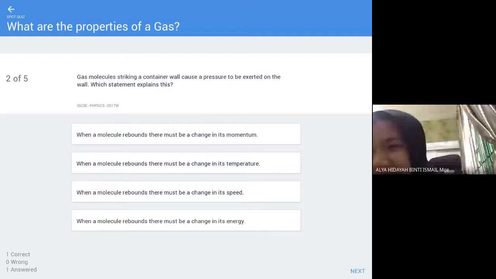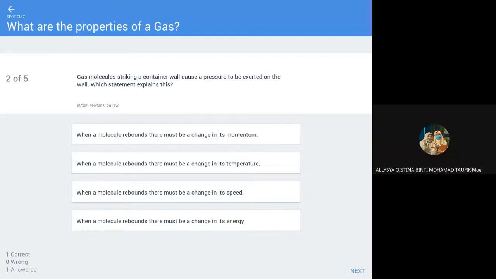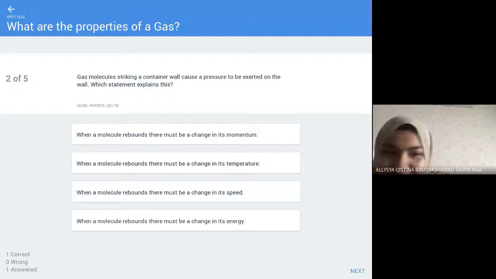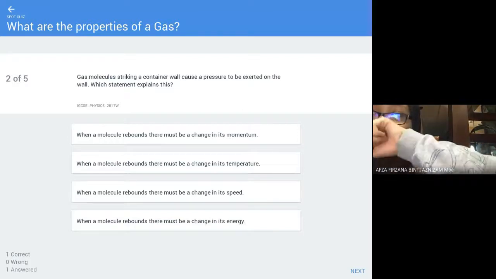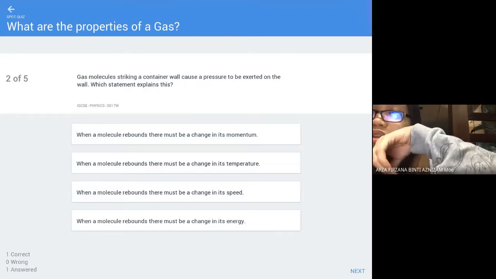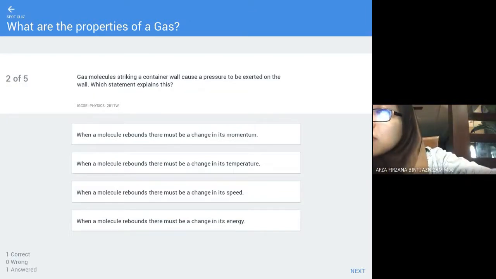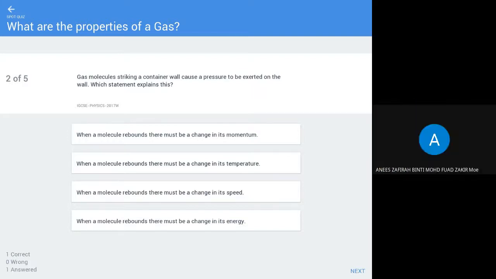Temperature, right? Energy. I think it's either speed or momentum. I think speed. Momentum? Okay, let's look. Gas molecules striking a container will cause pressure to be exerted. So when a molecule rebounds, there must be a change in its... So what do you want to answer? I think energy. Kinetic energy. Energy.